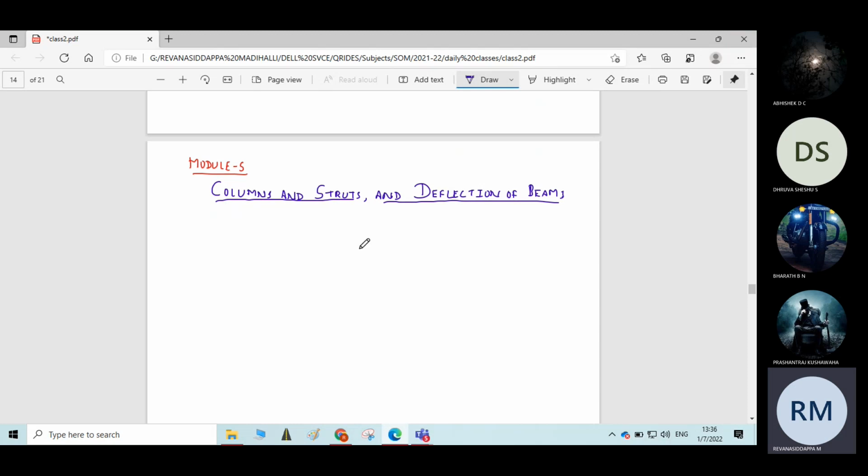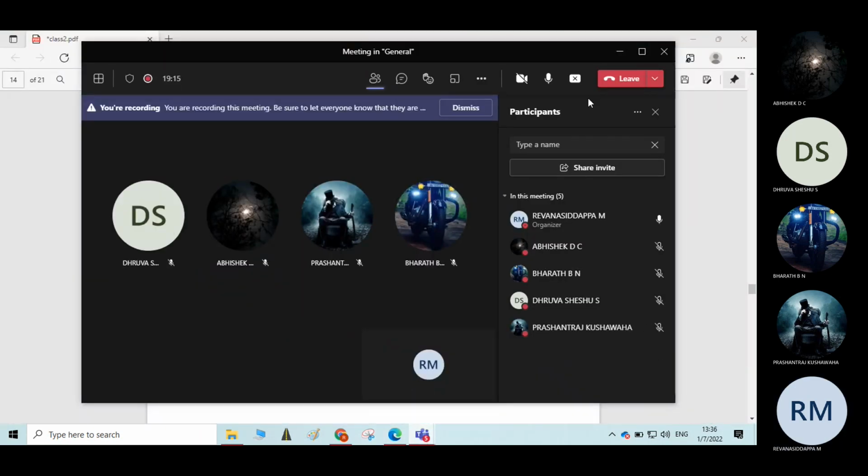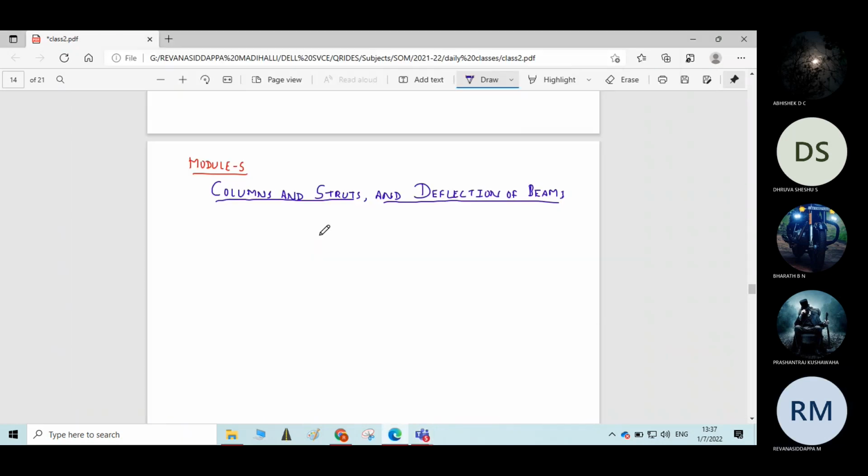Let me discuss the definitions of the column and the strut. What is the meaning of column? Column means it is a member which will carry the axial compressive load. The column is a compression member.